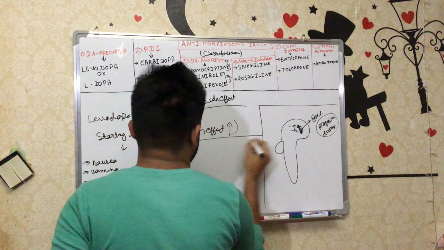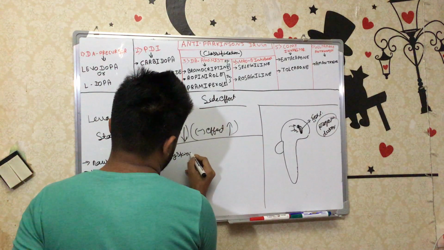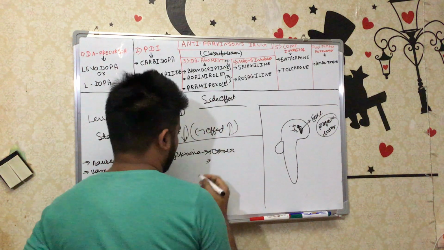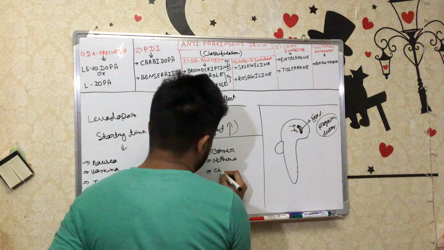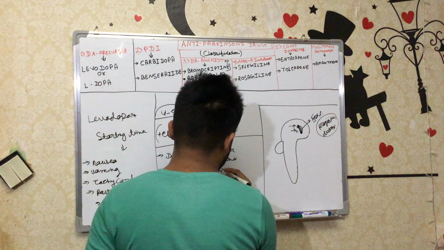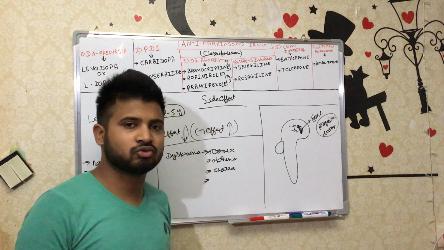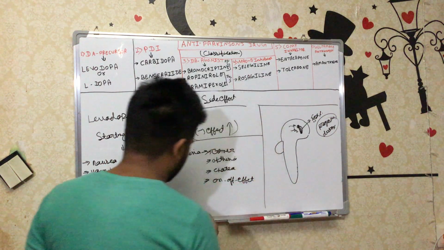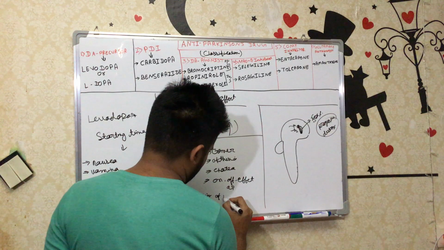What would be the side effects? First is dyskinesia. Dyskinesia can be tremor, akathisia, or chorea, meaning abnormal movement. They cannot maintain normal movement, so the name is chorea. And one more effect is the on-off effect, the abnormal fluctuation of motor movement. So the name is on-off effect, or fluctuation of the motor area.